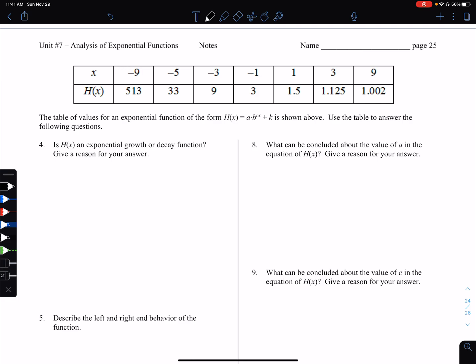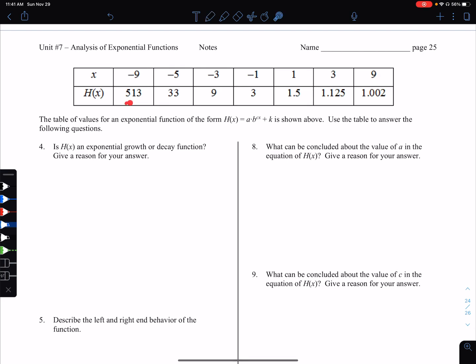The table of values for an exponential function of the form h of x equals a times b to the cx plus k is shown above. Use the table to answer the following questions. Is h of x an exponential growth or decay function? Give a reason for your answer.